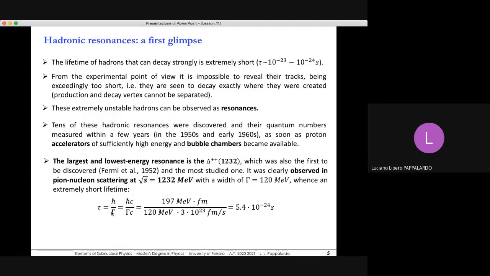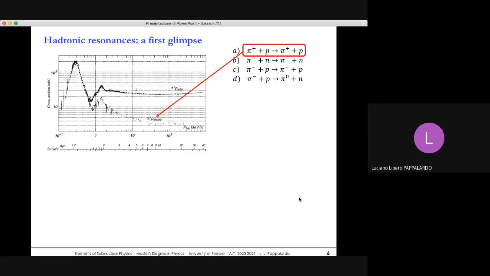Now we know how to convert this into a decay time, the way we've used already several times. We have the h bar c constant in the numerator, which is essentially 200 MeV times Fermi. Then we have our decay width, we multiply by the speed of light, and we end up with a decay time which is typical of hadronic decays, so 10 to the minus 24 seconds. So let's look now at the cross-section.